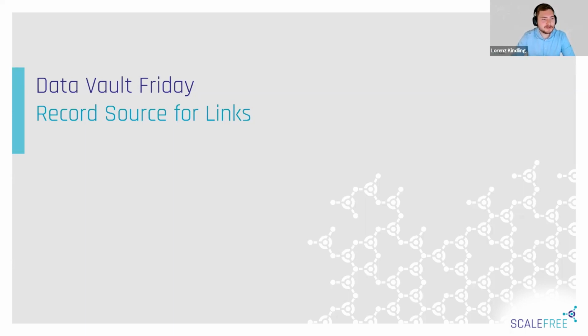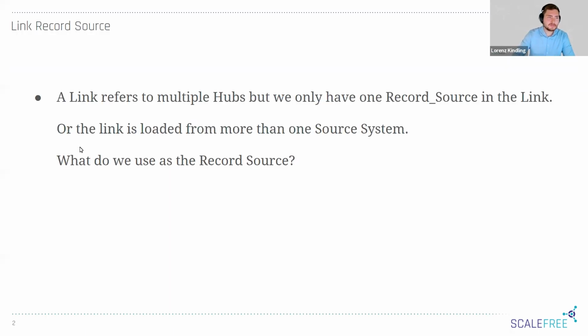Today's question was about record source for links, which probably is a shorter topic, but we will see. I will talk a little bit about the record source in general. So first of all, what is the issue? A link can refer to multiple hubs, which can also be loaded from multiple source systems, but the link has only one record source column, right? I've not seen that very often in practice, but it can also be the case that a link is even loaded from multiple source systems, and you still have only one record source column in the link.